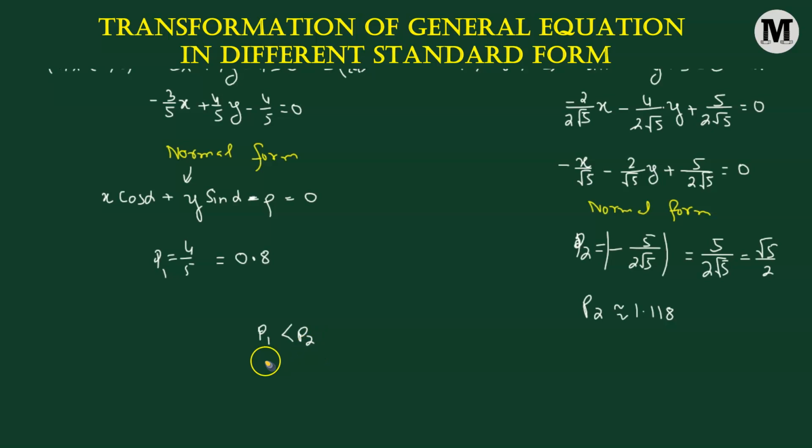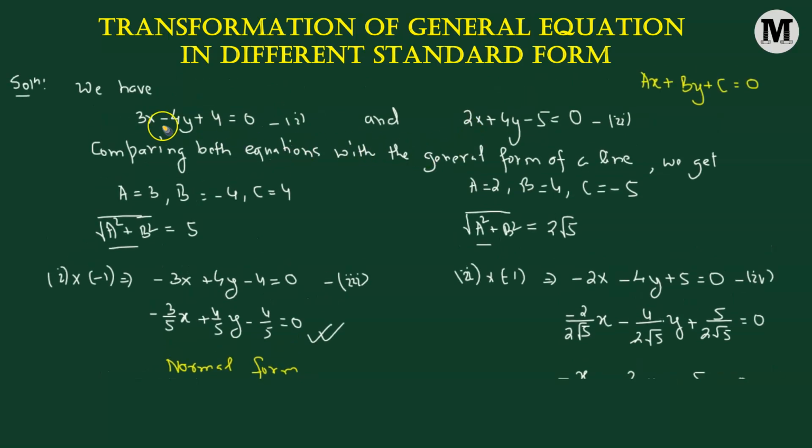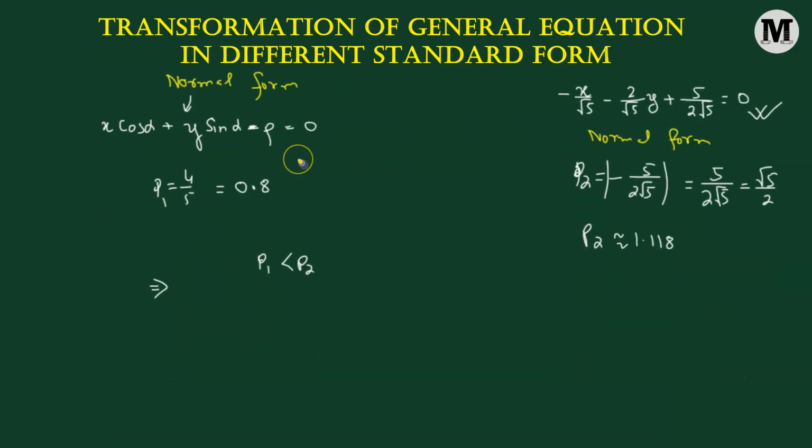Since p1 is less than p2, this simply tells us that this line is going to be closer to the origin compared to the other line. Or let's take the original equation. We'll say that the line 3x minus 4y plus 4 equals 0 is going to be closer to the origin.